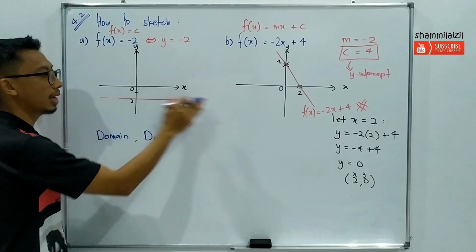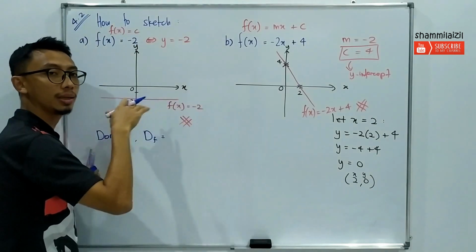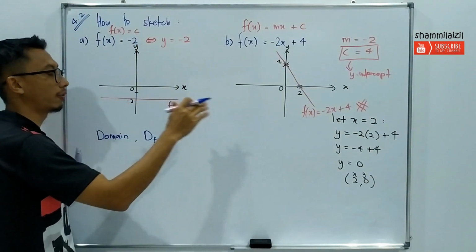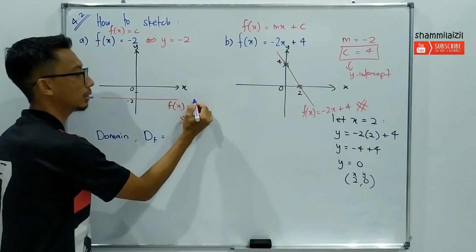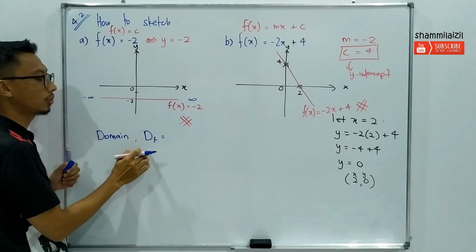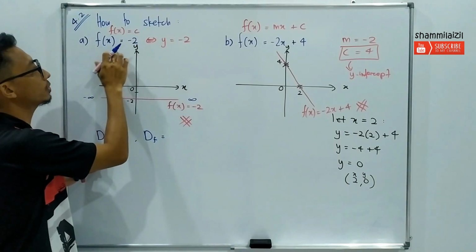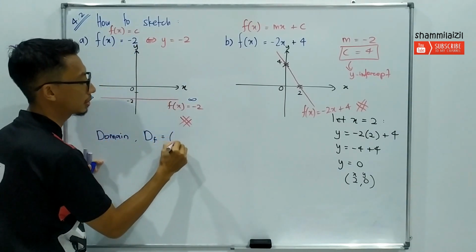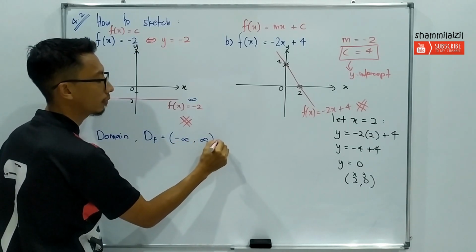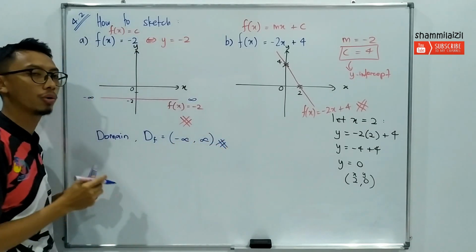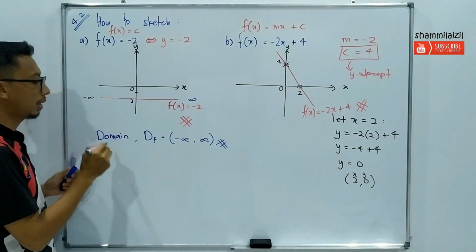X values, possible x values means that horizontally, where do you have your graph? Starting from minus infinity to infinity, right? So that's why the domain of constant function is always minus infinity to infinity. So this is the domain for constant function. How about the range?